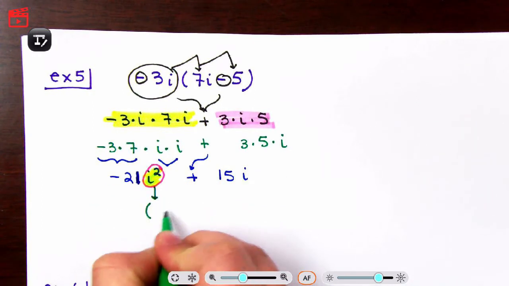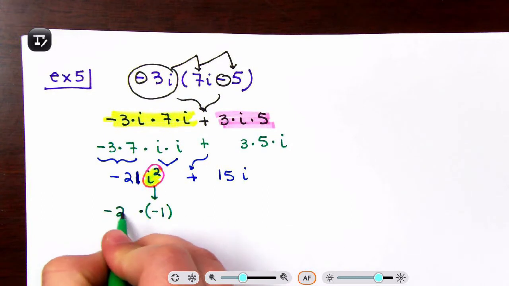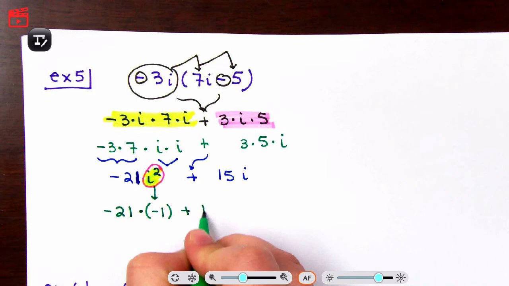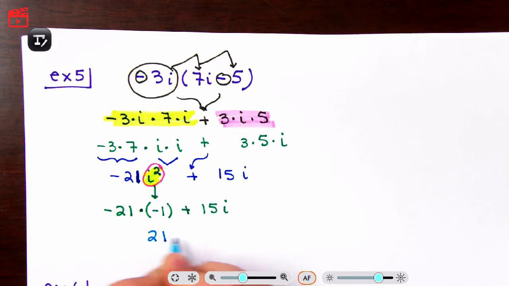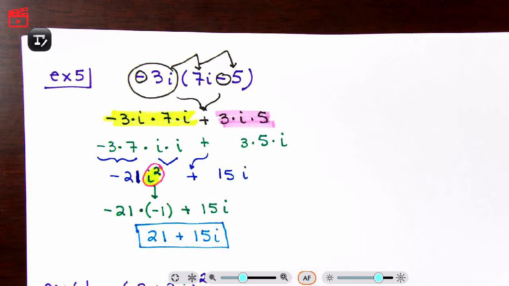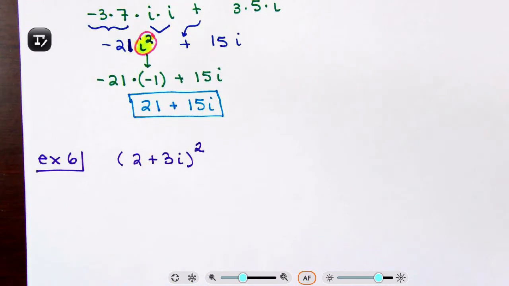So this right here in a bubble is super important to have a bubble, so you do not think this is subtraction. This is in fact multiplication. So this is negative 1 times negative 21, which equals positive 21, and then you have your plus 15i. So 21 is the real portion, 15 is the imaginary portion because it is attached to the letter i. Let's do one more example.